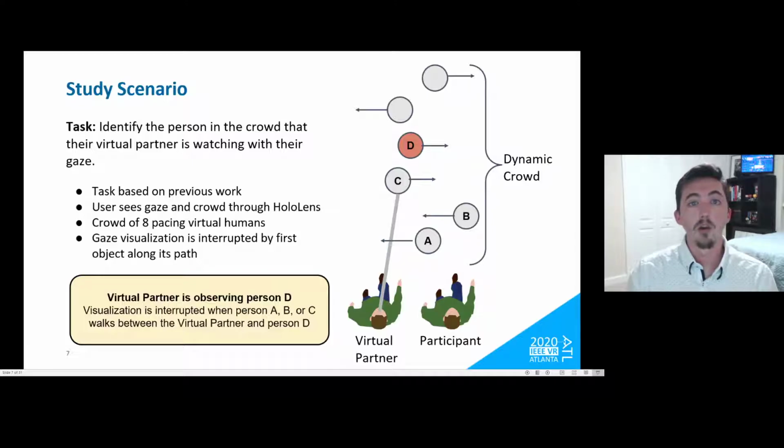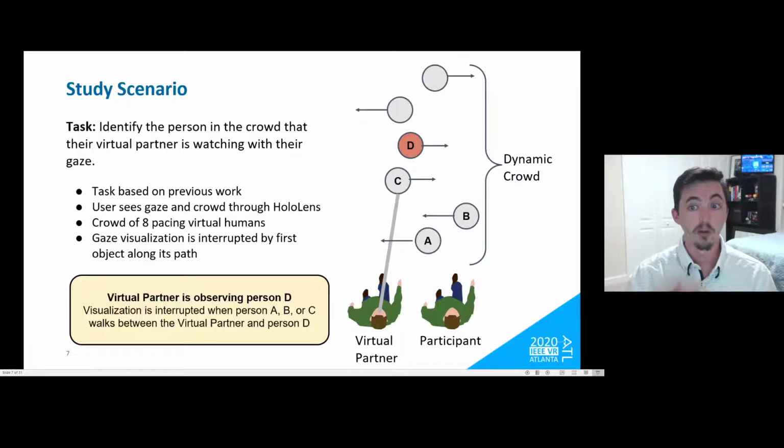So we have some prior work in this area, and we have a preset scenario. I'll go over the scenario here. Basically, our participant comes in. He or she puts on an HMD, the HoloLens, and is able to see a crowd of 8 virtual humans pacing left and right in the area out in front of them. Next to our participant is a virtual partner who is sharing their gaze information with our participant. That gaze is looking at one particular person out there in the crowd, but they're all moving randomly, each at different speeds. So it's difficult to tell which person it is.